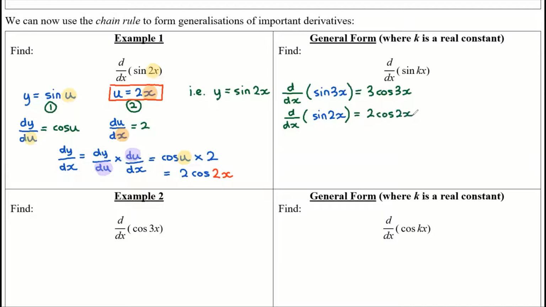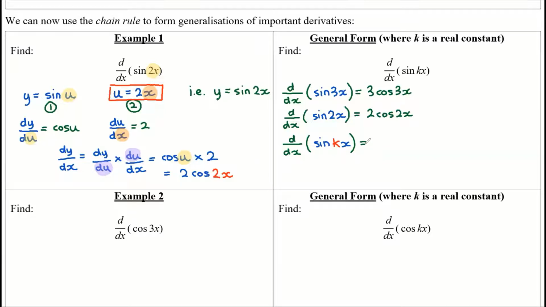So the question is, what will happen if we differentiate more generally sine of kx? Put the k in red. Sine of kx, where k is a real constant, like 2, 3, or pi, or whatever it is. What would happen if we put a real constant in there? I'm sure you can anticipate what the answer is going to be. So maybe write it in yourself, and then check with me on the video.